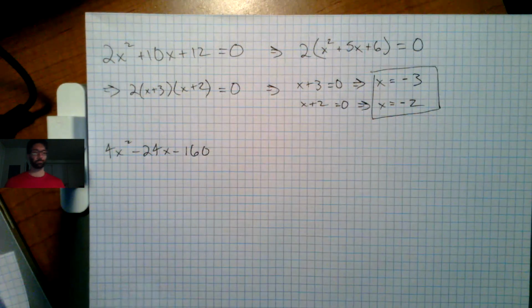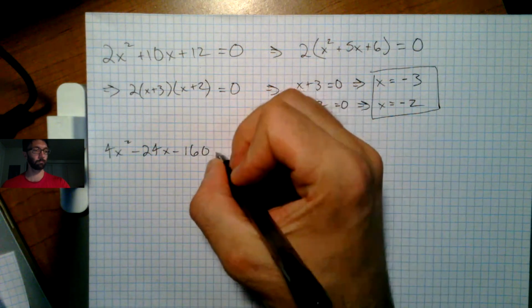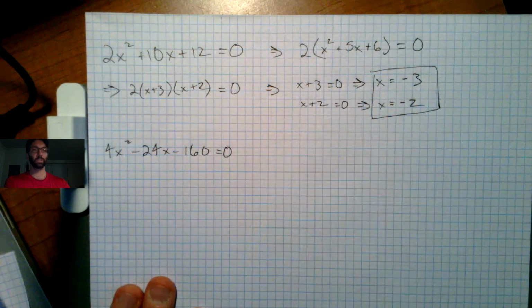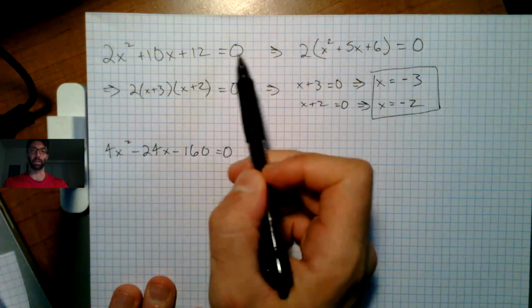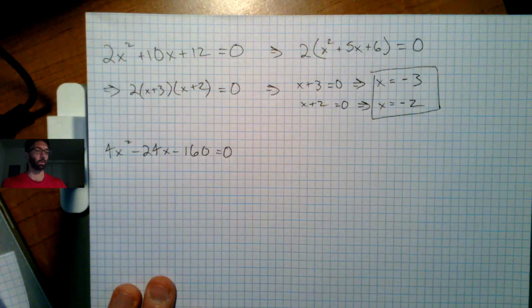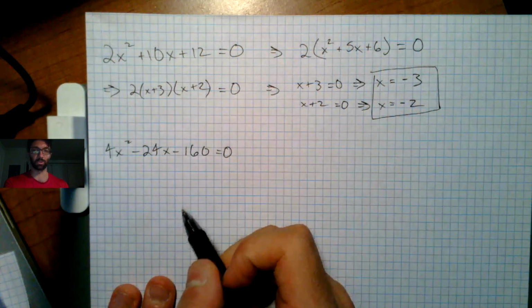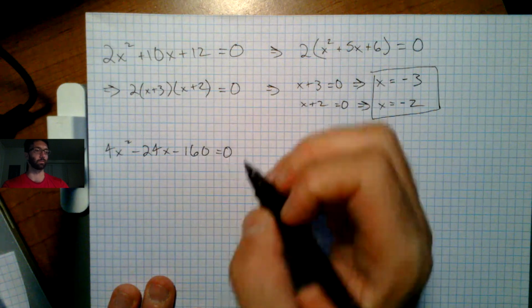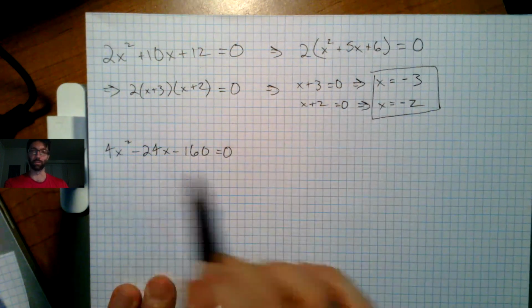Let's try another one. So these examples, just to save time, are already set equal to 0. That won't always be the case. Actually, maybe on the next one, we'll set it up so that it doesn't already equal 0, just for some practice. But this is conveniently set up for us.